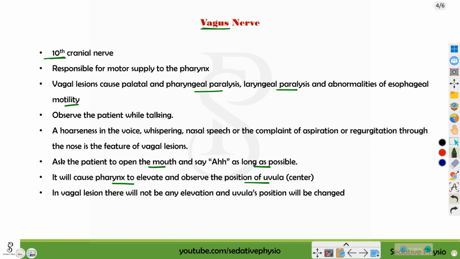As we have seen, in the normal condition the uvula will be in the center and the pharynx will elevate. But in a vagal lesion, there will be no elevation of the pharynx or the palate, and the uvula's position will be completely changed. It will not be in the center.